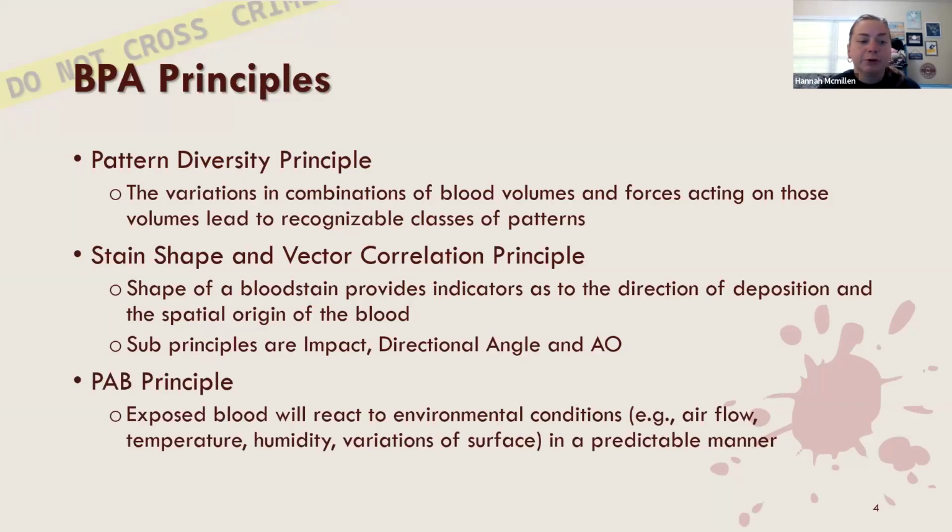Then the PAB principle states that exposed blood will react to environmental conditions in a predictable manner. So based off of the airflow, the humidity, the type of surface, then blood is going to dry or not dry, take on the shape of a very rough surface, or stay pretty solid and on a very flat surface. So these are just what we're observing when blood is interacting with its environment.